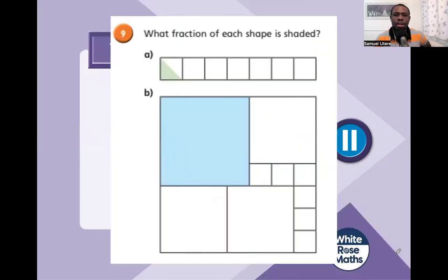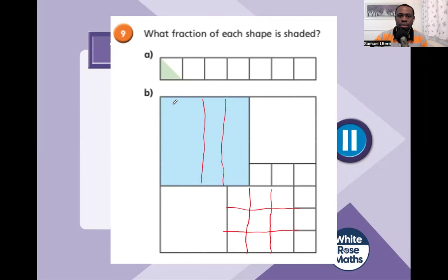Here we're asked what fraction of each shape is shaded. You're going to have to split these parts into these equal squares. And if you do that, you would see that we would form something like this. And you will have to do the same for that one, and that one. So you can see this is split into 4 parts.